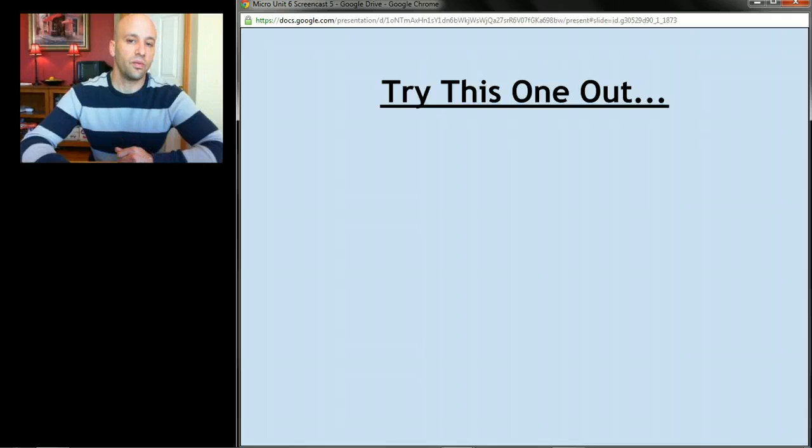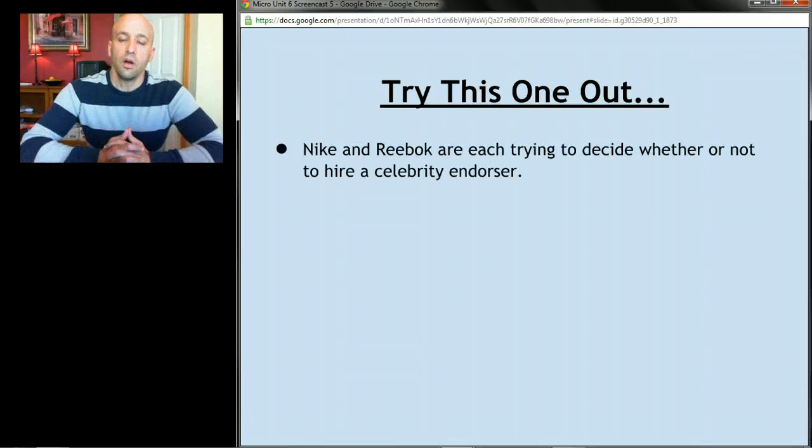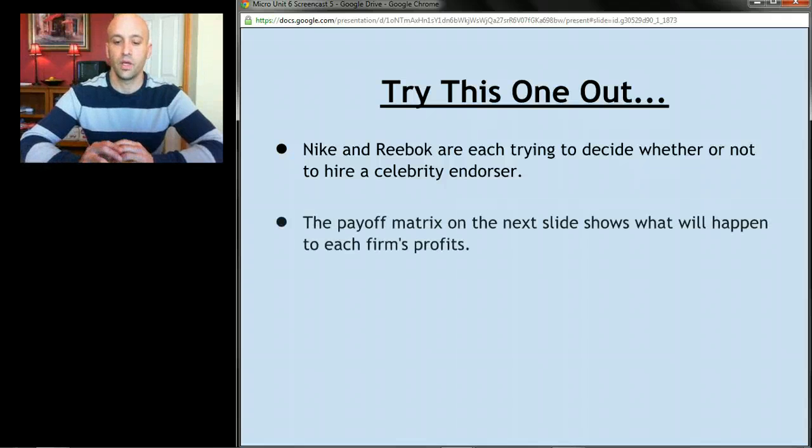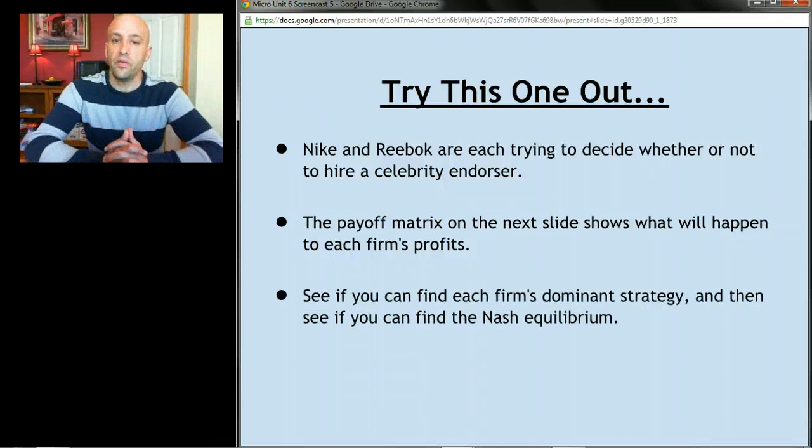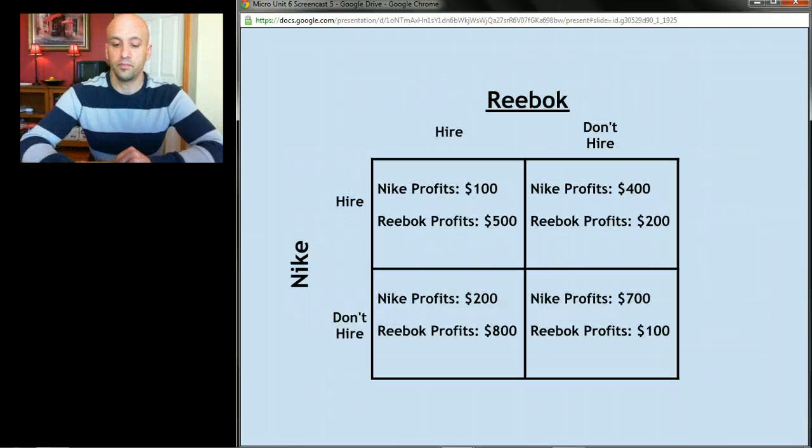All right, so let's see how well you do with a game theory problem. I'll give you a relatively simple one and then maybe a different one. Okay, so grab a piece of paper, see if you can create a matrix. Let's say that Nike and Reebok are trying to decide whether to hire a celebrity endorser. The payoff matrix on the next slide shows what happens to each of the firm's profits if they do or don't hire a celebrity endorser. See if you can find each firm's dominant strategy, and then see if you can find the Nash equilibrium.